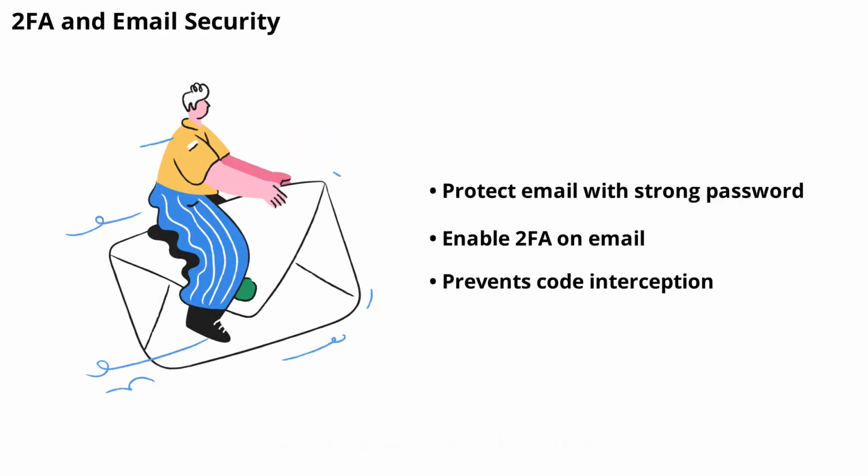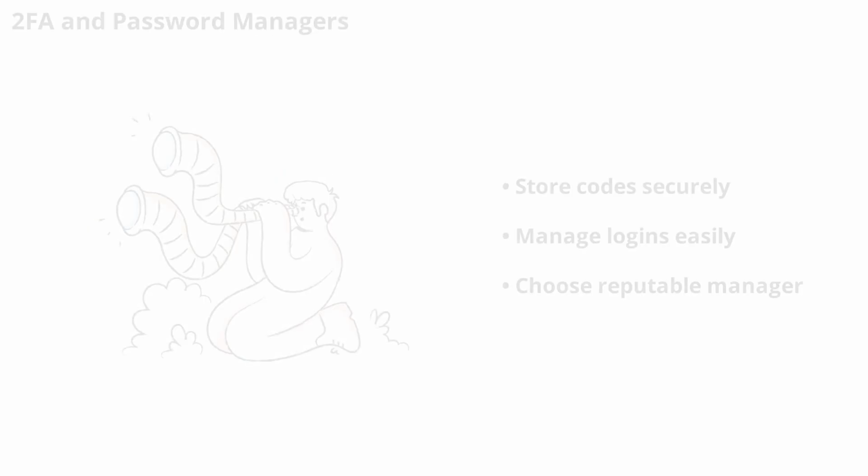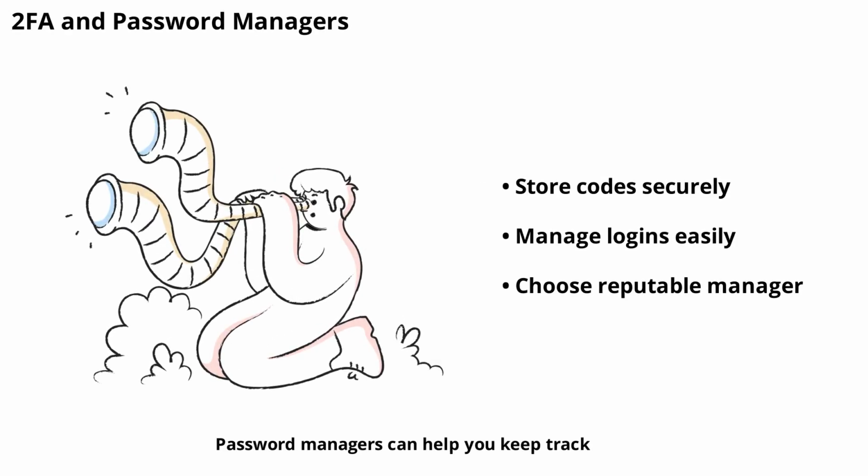If you use email for two-factor authentication, make sure your email account is also protected with a strong password and, ideally, its own two-factor authentication. If someone gains access to your email, they could intercept your verification codes. Layering security is always a smart move. Password managers can help you keep track of your Social Security login and backup codes. Many password managers also support storing two-factor authentication codes, making it easier to manage your security. Choose a reputable password manager and use it to keep your credentials safe.